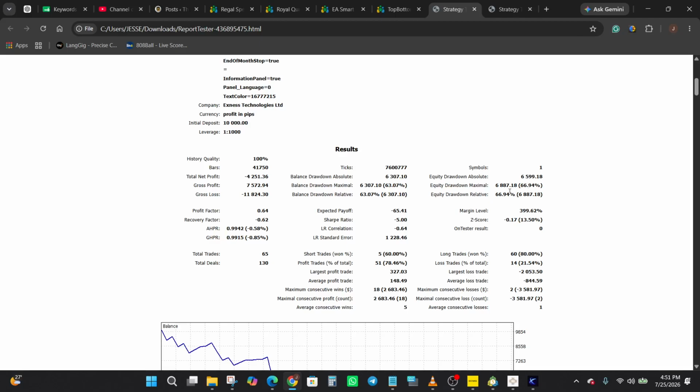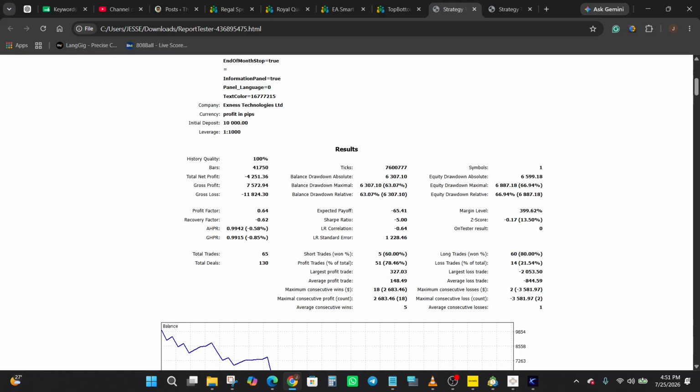It is important to remember that these historical testing results reflect one specific set of parameters, specifically a high risk setting of 20%. Performance can vary significantly depending on lot sizing, broker spreads, execution speeds, and user optimization.